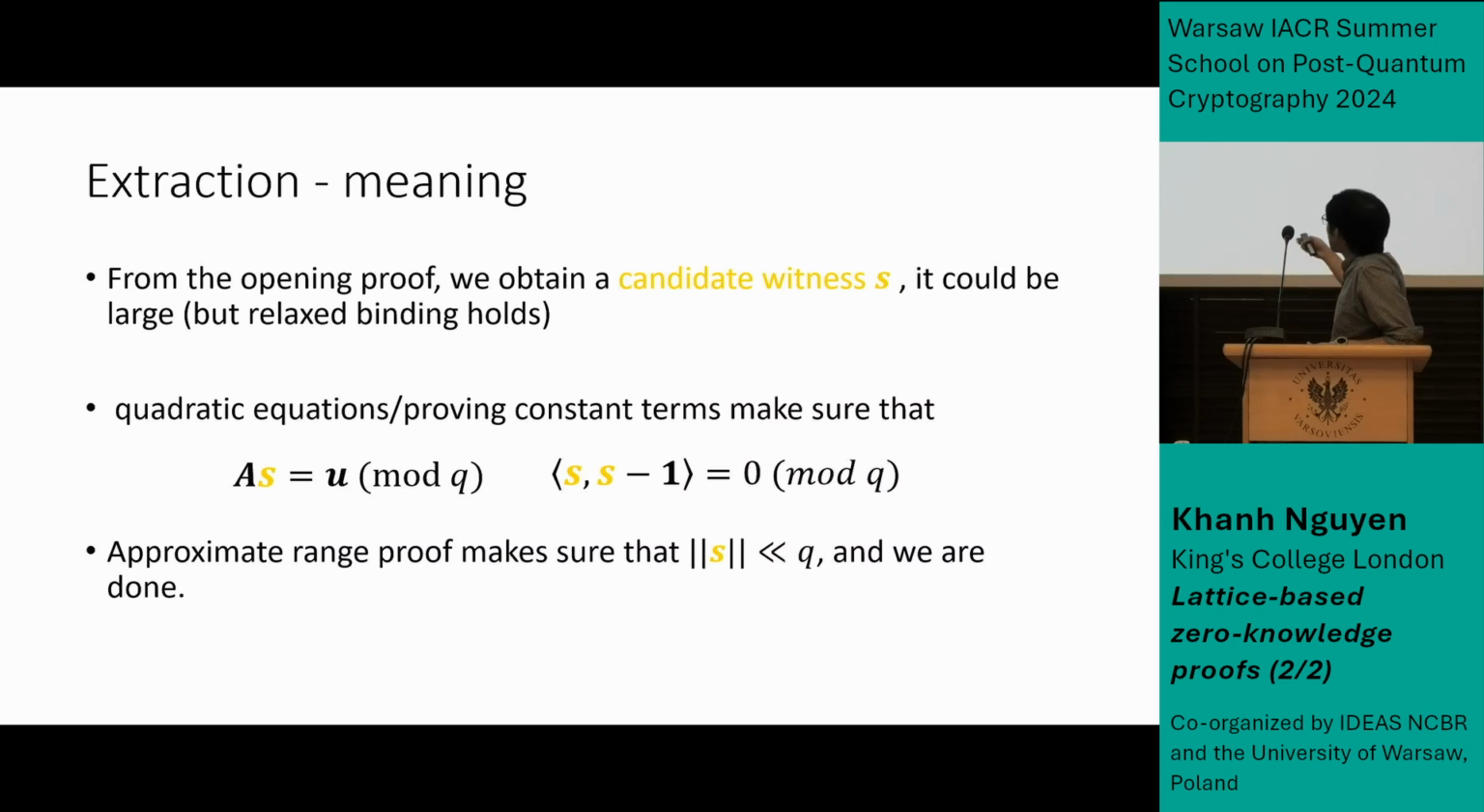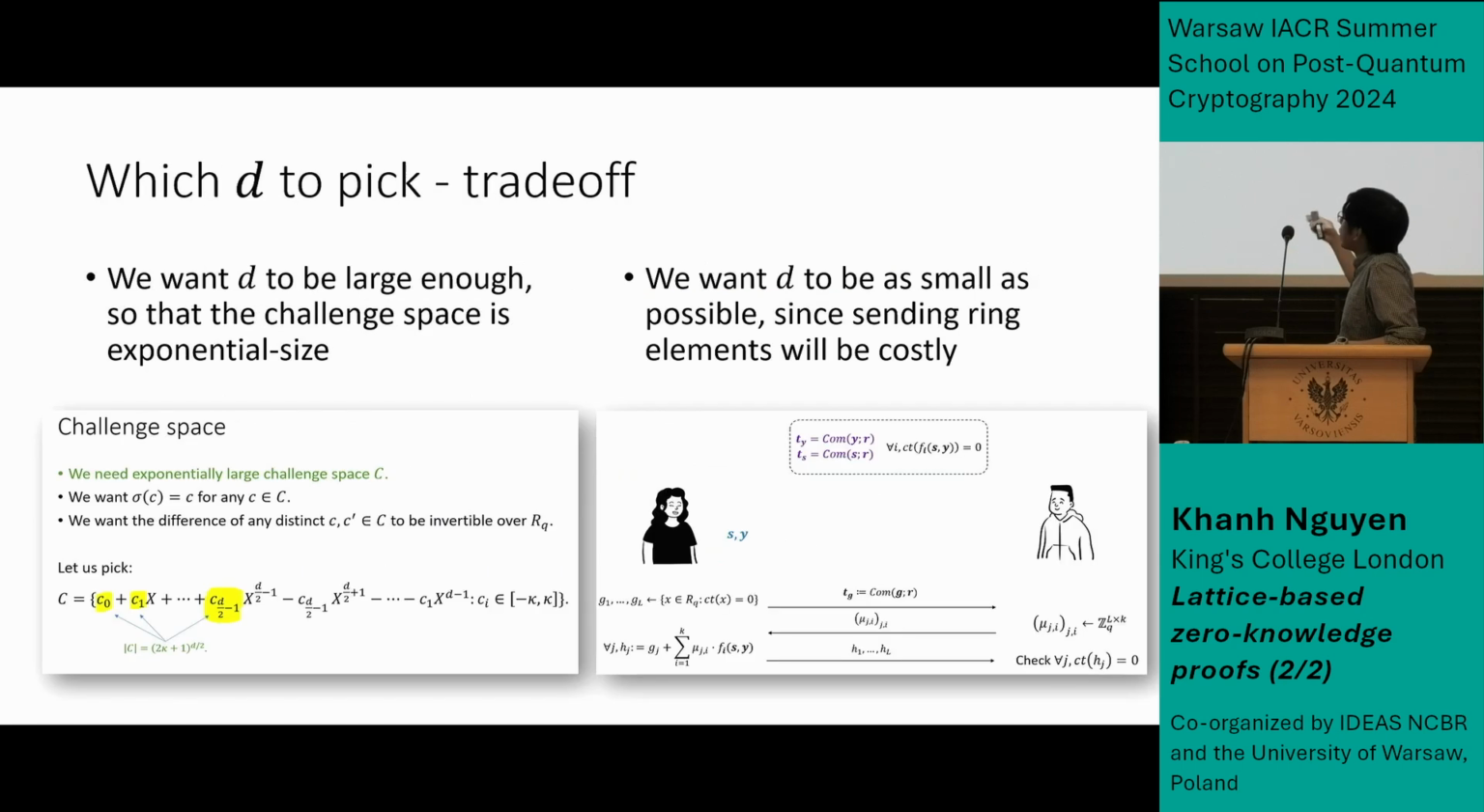So this makes sure that the norm of S is somewhat small. And combining with this, and showing that there's no modular overflow, we end up with proving that it's binary. Okay, so that concludes the extraction proof.